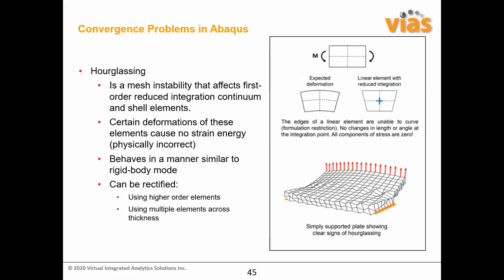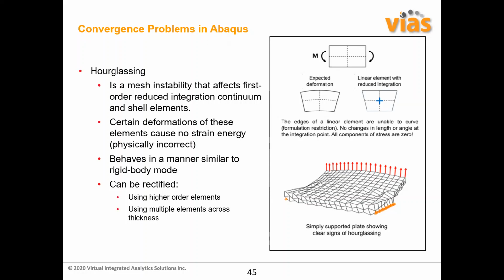But due to incorrect adjoint formulation, it will actually be just showing some shear behavior, but not really the bending behavior, which is clearly physically incorrect. So they are unable to curve because of the formulation restriction. So then this means that you need to change the formulation of the element. Then rather than going with the linear element, you should go with a quadratic element, or a higher number of elements through the thickness.